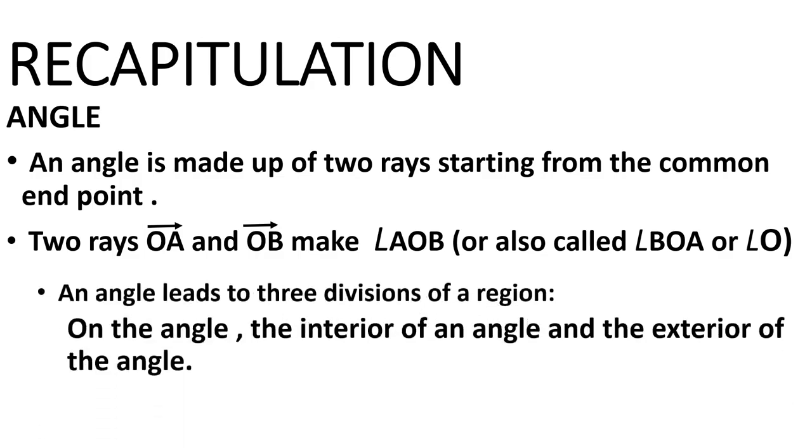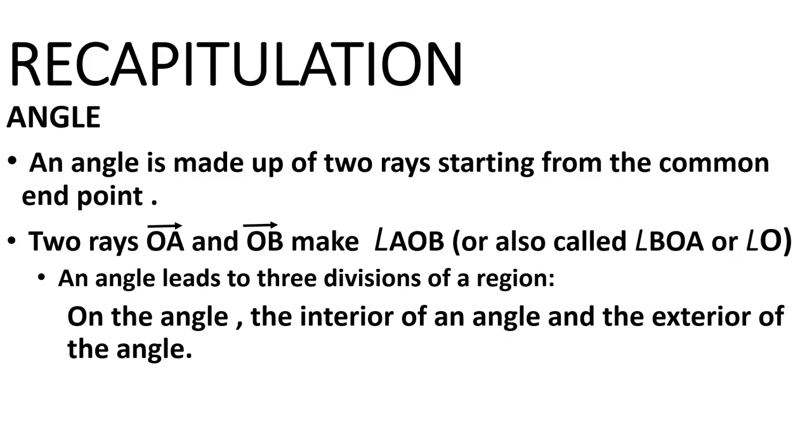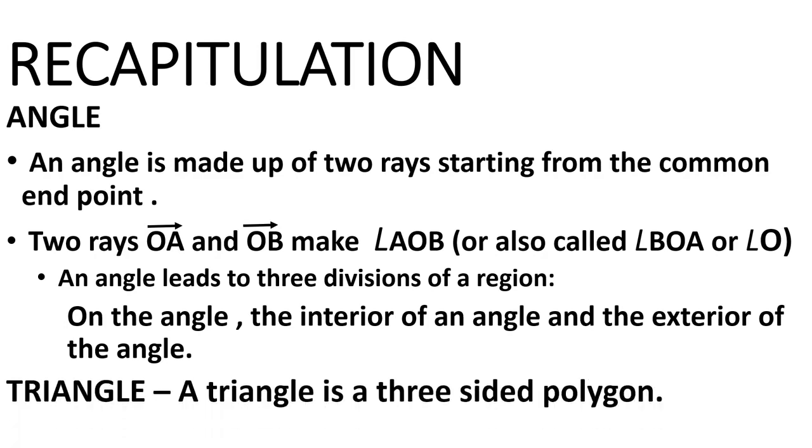An angle leads to three divisions of a region. We can divide the region of the angle into three different divisions: first the interior, then the exterior, and then on the angle. After that, we have done triangle. What is a triangle? A triangle is a three-sided polygon.